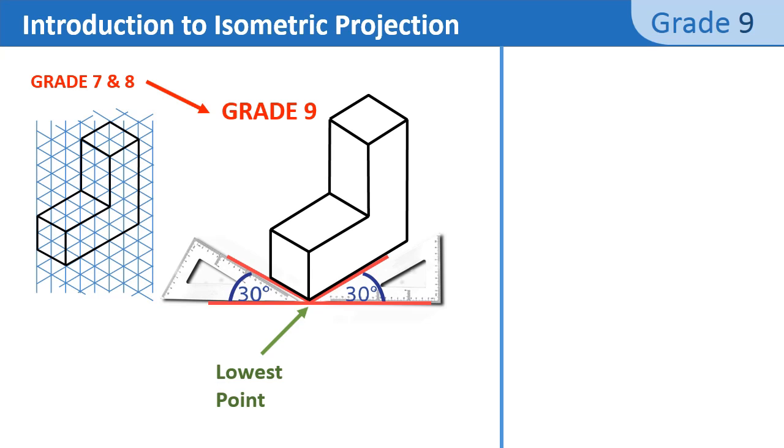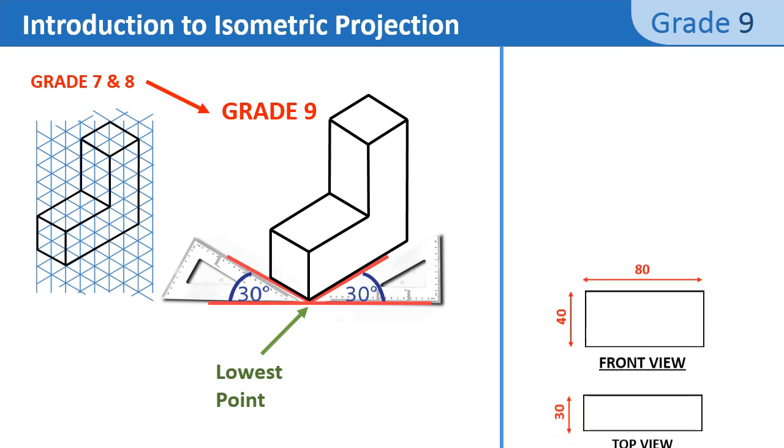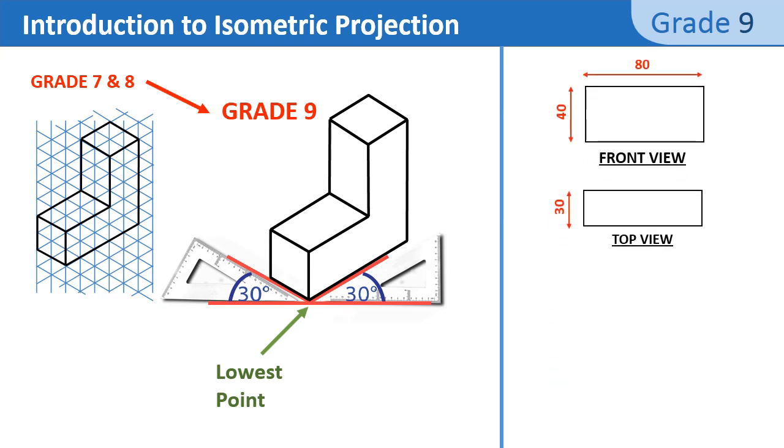Previously, you were given the depth when drawing isometric in grade 7 and grade 8. But now, like oblique, you will be given orthographic views, and you will have to search for the depth. Generally, the depth will appear in the top view. So let's take a quick example. So that's the front view and the top view.